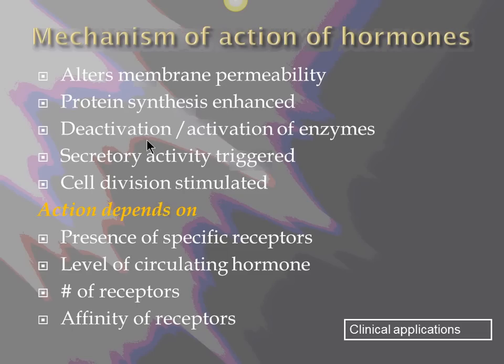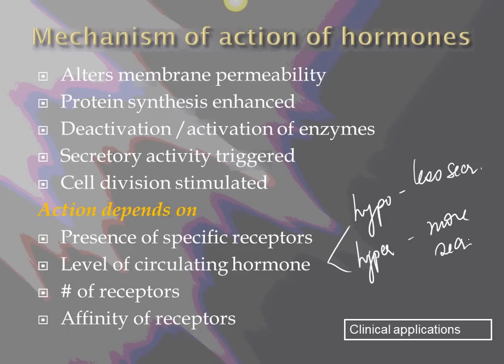The action depends on, as we said earlier, receptors being present. So there have to be specific receptors. It also naturally will depend on the level of the circulating hormone. If the hormone levels are very low, obviously the action will not be good. If the hormone levels are too high, there will be overaction. So that's how you get the hypo and hyper conditions. Hypo is less secretion and hyper is more secretion. These are brought about when the levels of the circulating hormone are not optimal.